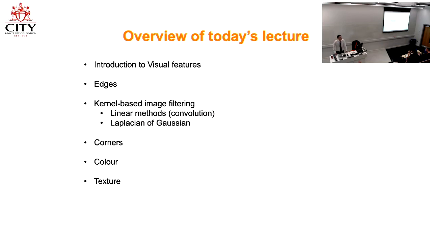With kernel-based models, we will see what convolution means. And later, in lecture 7, we will learn about convolutional neural networks. So these are the building blocks. They are just coming, and then we will connect the dots. So we will talk about corners. We will briefly talk about color and texture and how they can be used to represent an image.